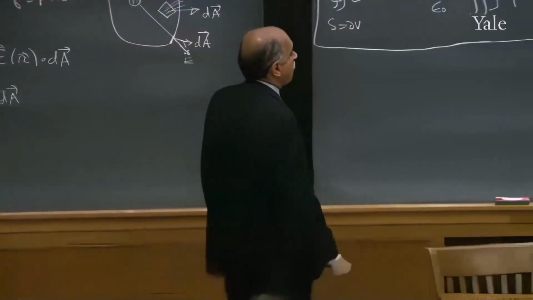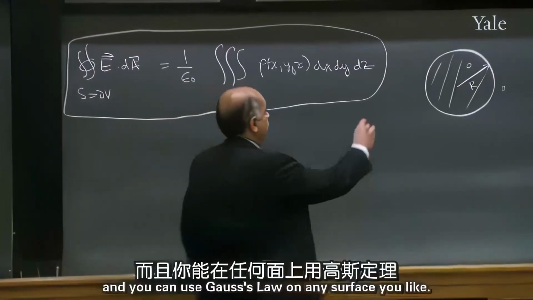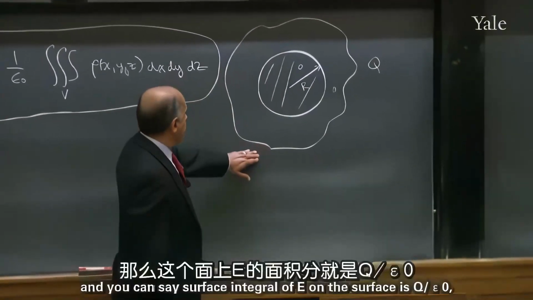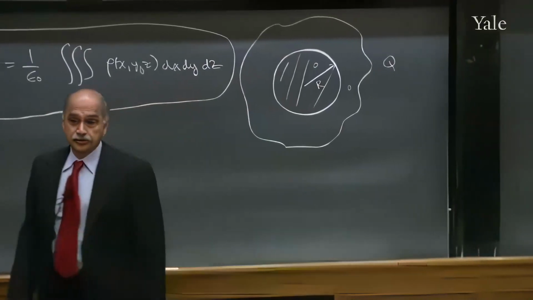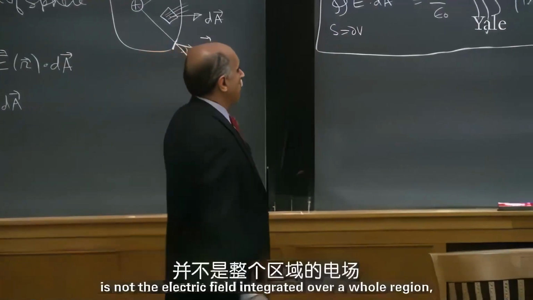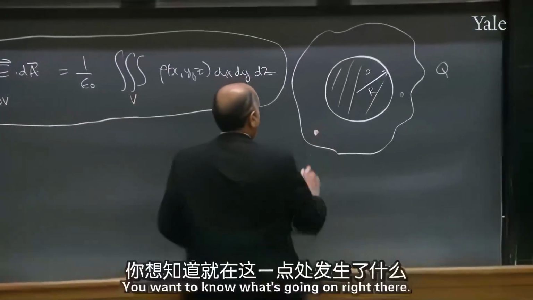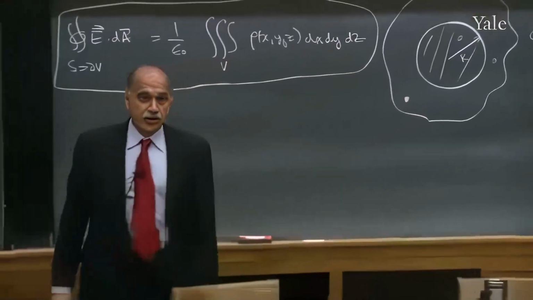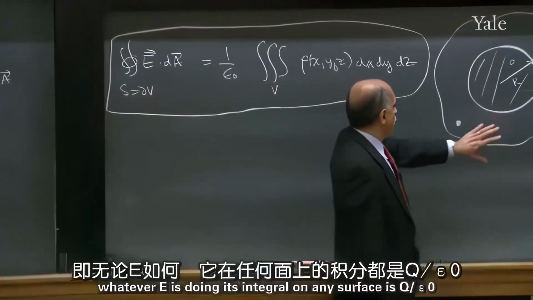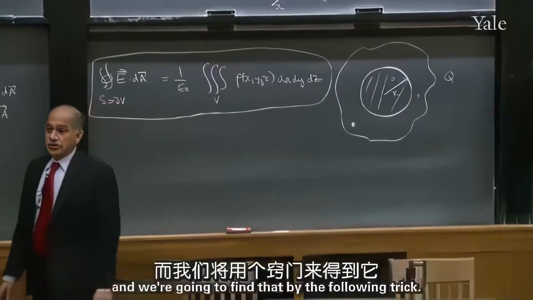And the trick is the following. You are going to use Gauss's law, and you can use Gauss's law on any surface you like. For example, you can take that surface, and you can say surface integral of E on the surface is Q over epsilon 0. But that's not very helpful, because what you're trying to find out is not the electric field integrated over a whole region, but the electric field at each point. You want to know what's going on right there. So even though it's a true statement that whatever E is doing, its integral on any surface is Q over epsilon 0, that doesn't tell you what E is at every point. And we're going to find that by the following trick.